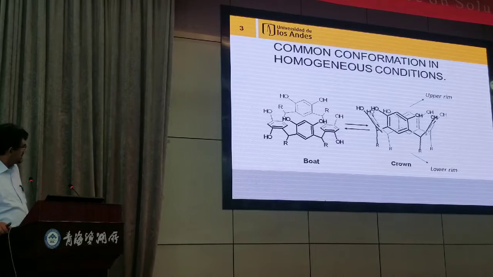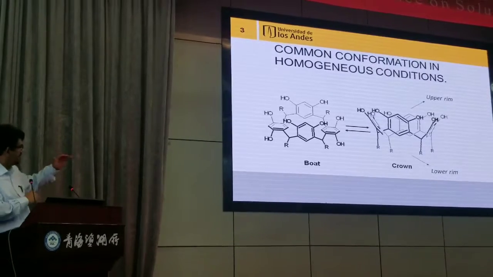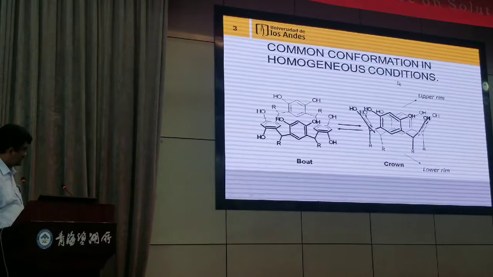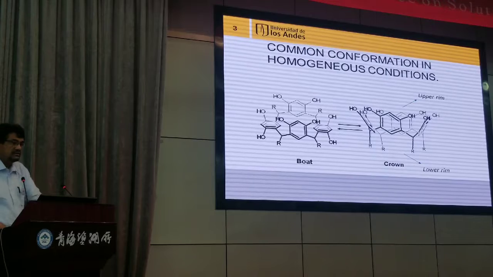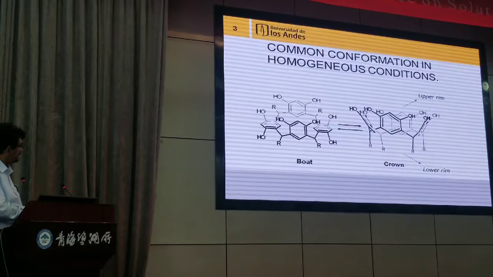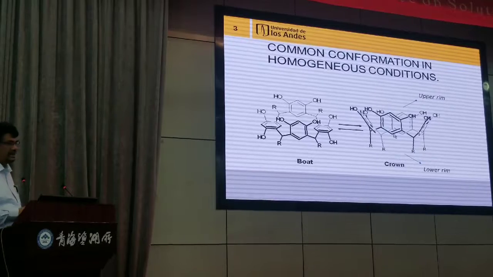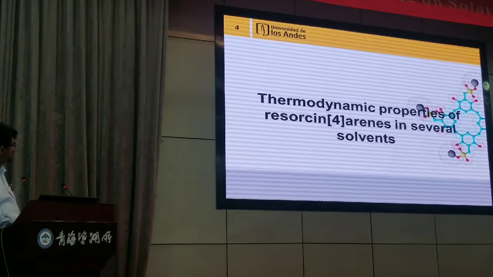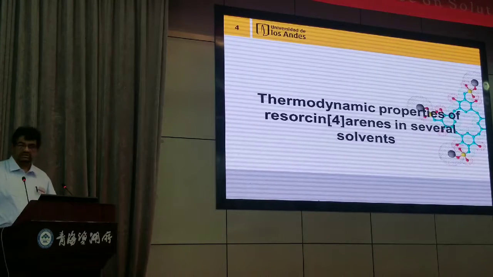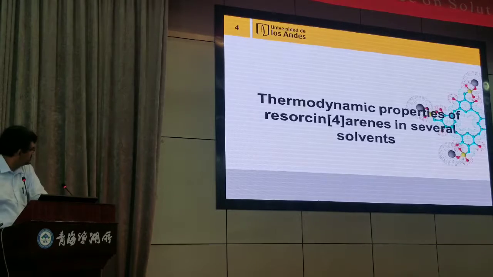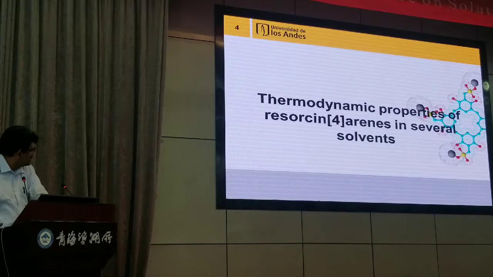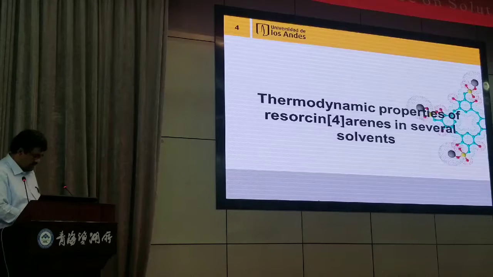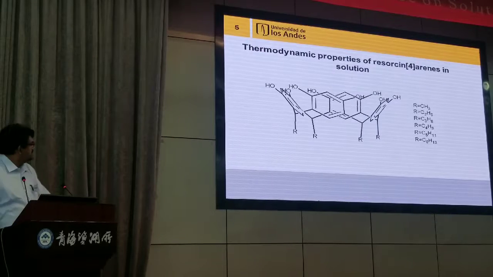The Resorcinarenes can be divided in 2 parts. The upper ring is composed by the aromatic ring and the hydroxyl groups, and the lower ring depends on the aldehyde that we use in the synthesis method. Now, with this, we have measured some thermodynamic properties of the Resorcinarenes in aqueous and non-aqueous solutions. Some of our work is with this type of compounds.